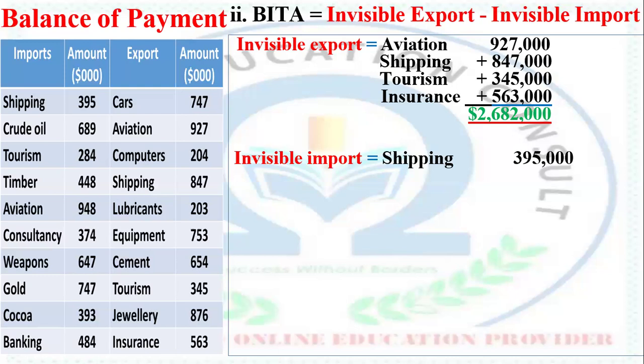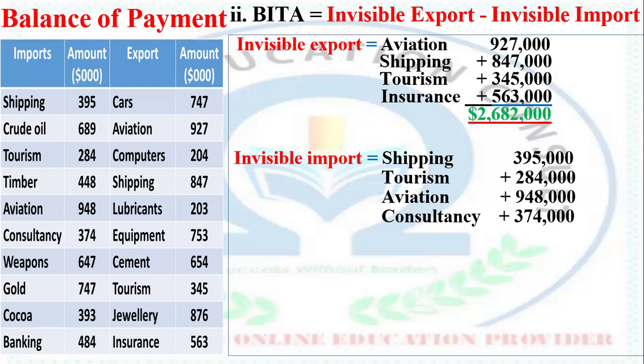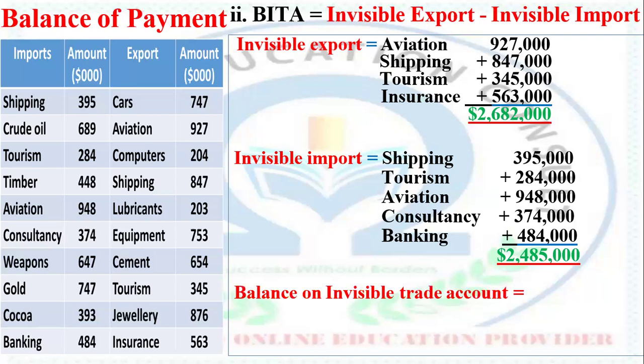Fantastic work done. So let's compare your answer with what we have here. So we have shipping, tourism, aviation, consultancy, banking. Then we put all of them together, then the final answer is this. So getting 2,485,000, right? So we are now using the formula balance on invisible trade accounts, which is the invisible export minus the invisible imports.